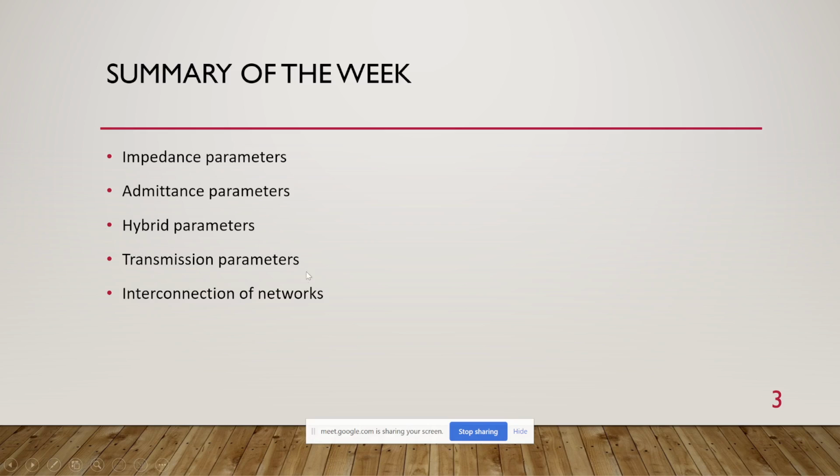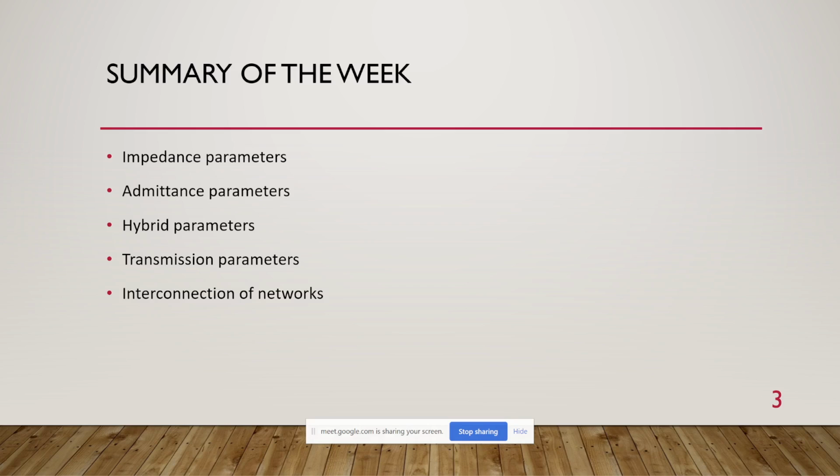You also learned about transmission parameters. You saw that transmission parameters relate your circuit's transmission feature. They quantify your circuit's transmission feature. The example that was given in the lecture was about transmission of high power from the base station to different parts of the city or villages, right?